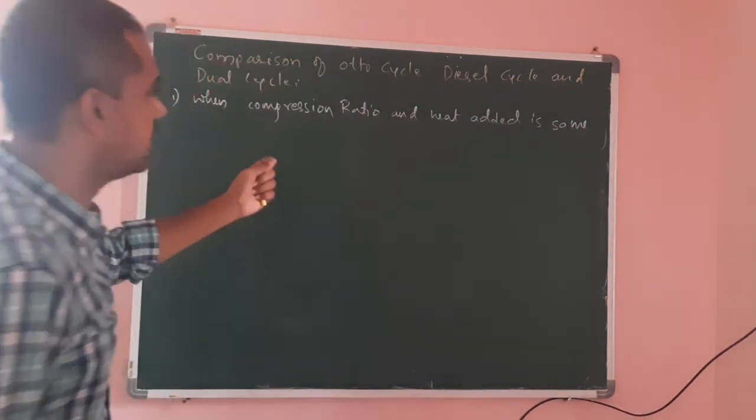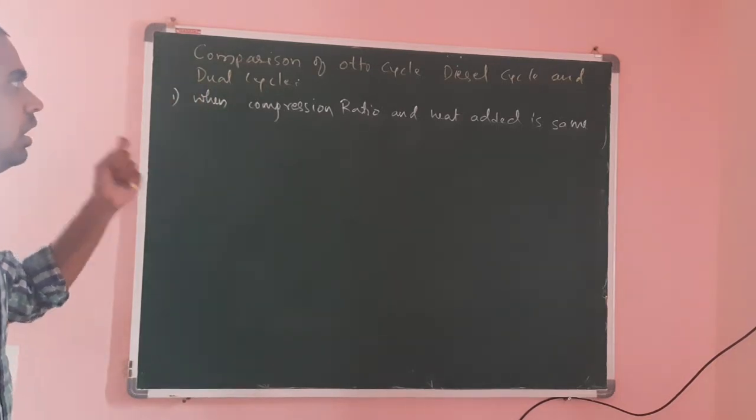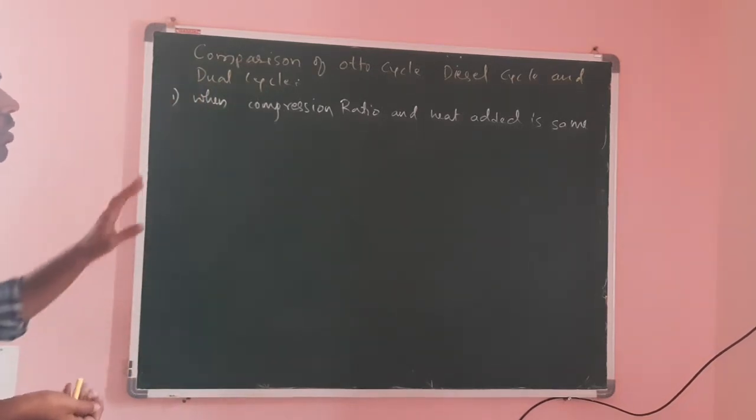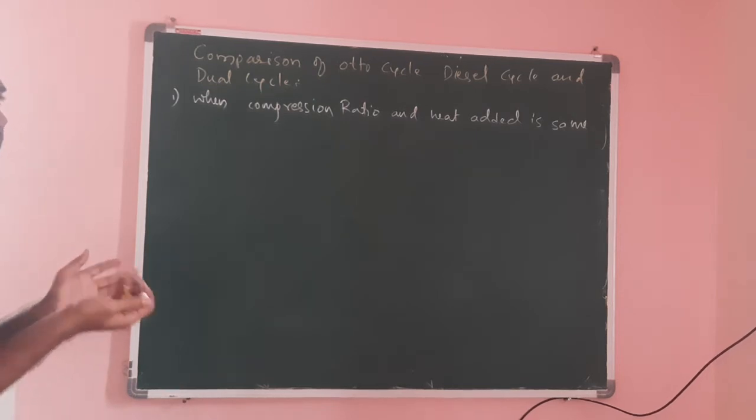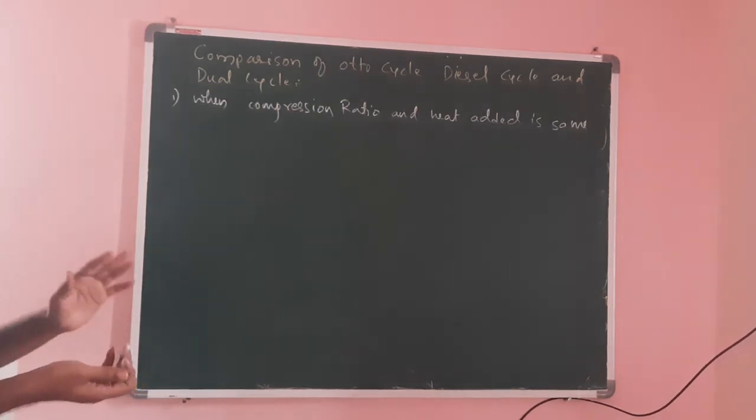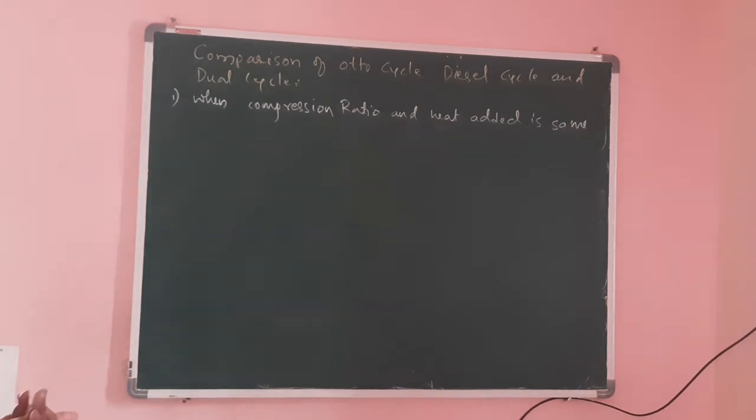When the compression ratio and heat added are same for Otto, diesel and dual cycle, what will be the effect? We will discuss which one is more efficient, which one is less efficient. Those things we will discuss. Now we will draw that one.